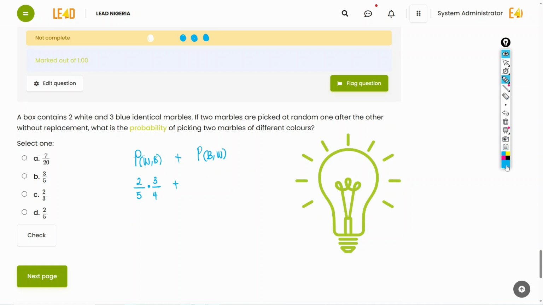So let me return the white ball so that we can do the second draw. Probability of picking a blue now would be 3 out of 5 again, times probability of picking a white. Because we picked a blue, I'll take that blue out. It will now be 2 out of 4. So if I do the division, it's 2 here 1, 2 here 2, 2 here 1, 2 here 2. So we're going to have 3 out of 10 plus 3 out of 10, which gives 6 out of 10, or better still, 3 out of 5. So the correct option here is option B.